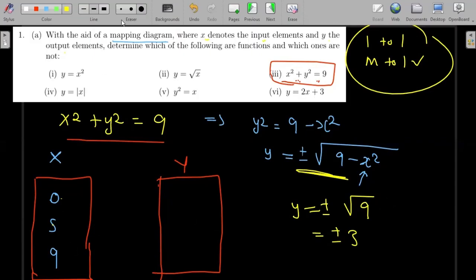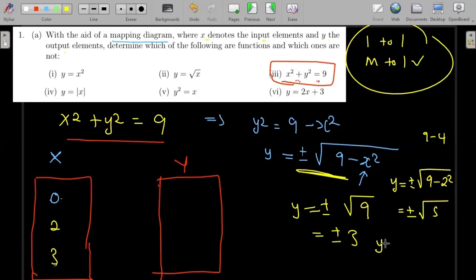Here I should have picked 2 and not 5, because 5 will cause problems. So I should have picked 2 here, and on the other one, I should have picked 3. I didn't see the square there. So if my x is 2, then y equals plus or minus the root of 9 minus 2 squared. This will be plus or minus root of 9 minus 4, and 9 minus 4 is just 5. So if my x is 2, my y can be either plus root 5 or minus root 5.